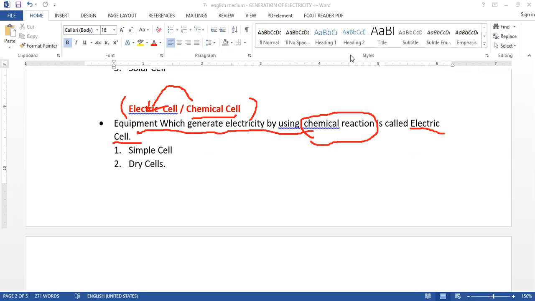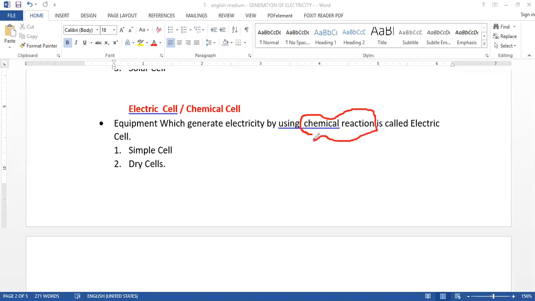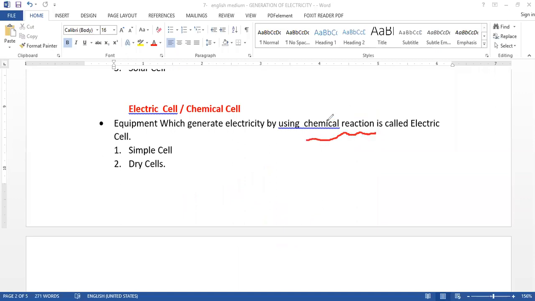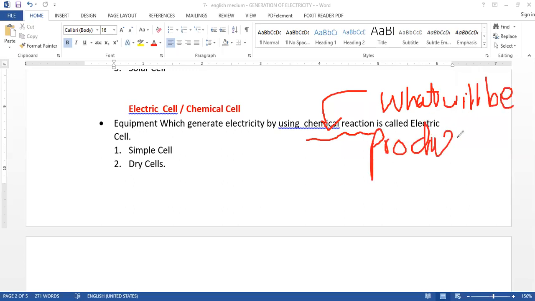There could be different types of chemical. So for the chemical reaction, what should be inside that cell? If it has a chemical, then a chemical reaction can occur. If a chemical reaction occurs, what will be produced?